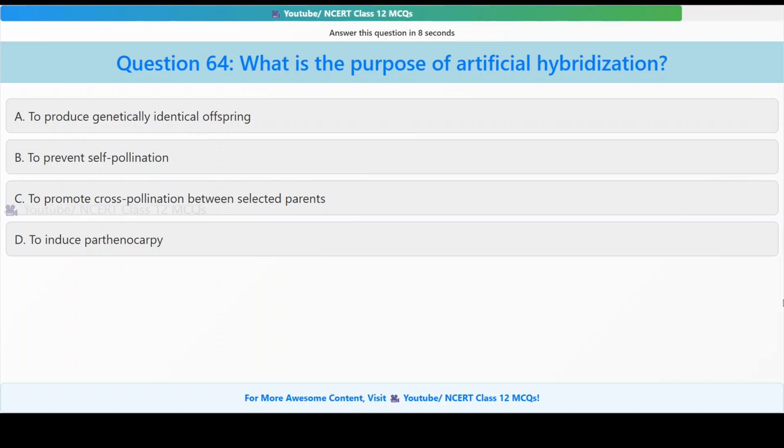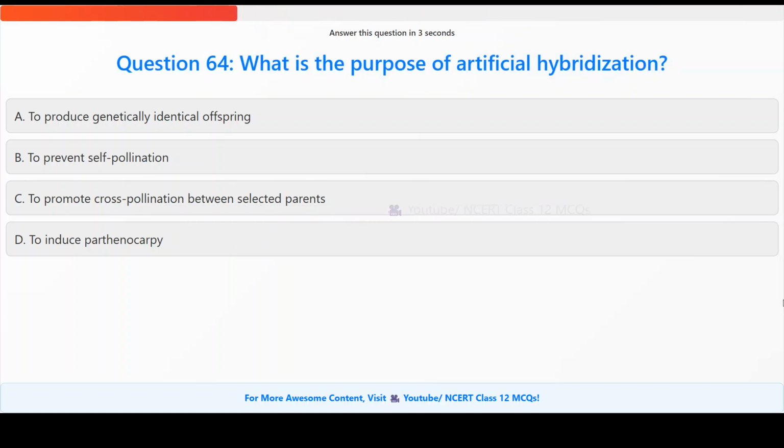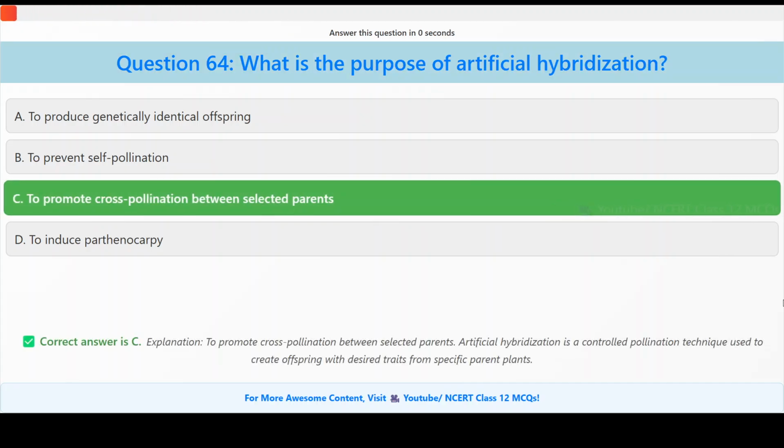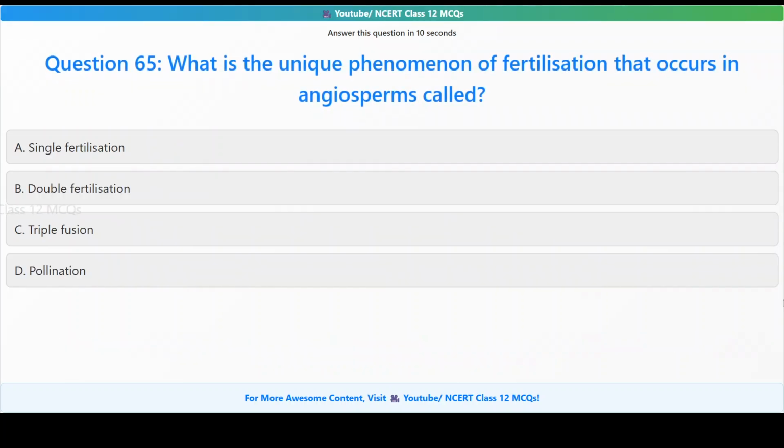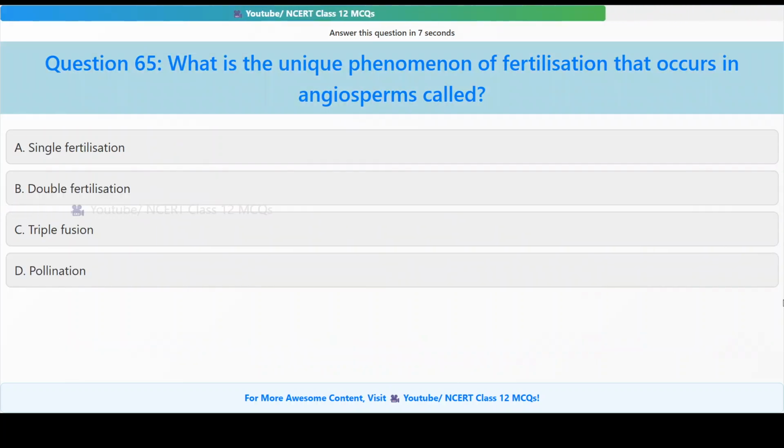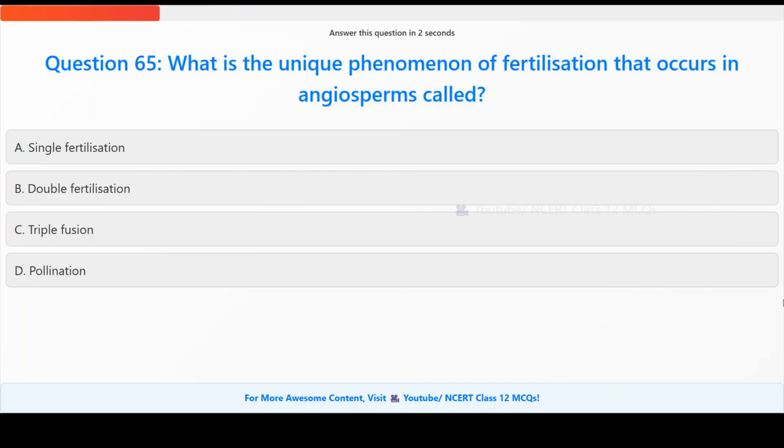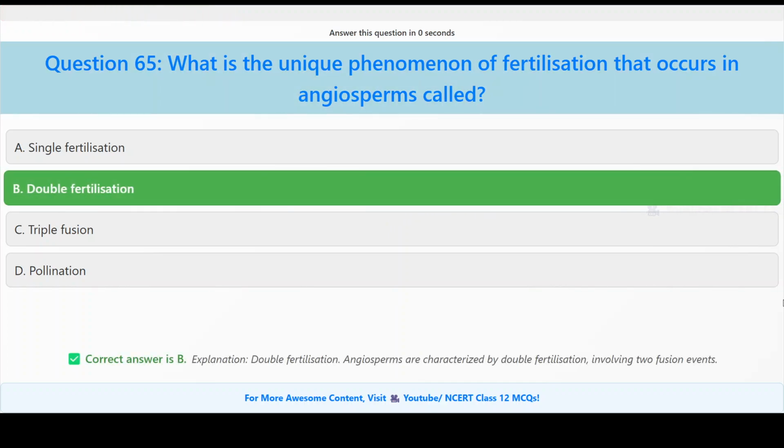Question 64. What is the purpose of artificial hybridization? To promote cross-pollination between selected parents. Artificial hybridization is a controlled pollination technique used to create offspring with desired traits from specific parent plants. Question 65. What is the unique phenomenon of fertilization that occurs in angiosperms called? Double fertilization. Angiosperms are characterized by double fertilization involving two fusion events.